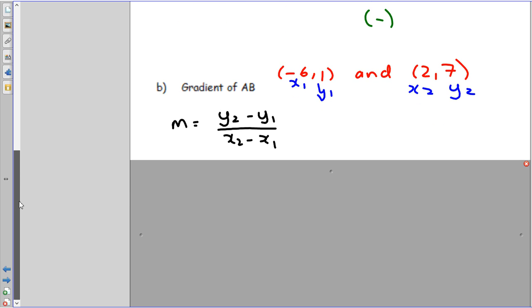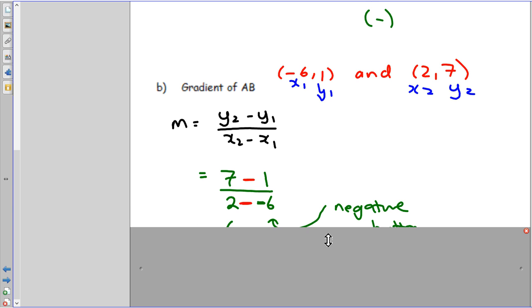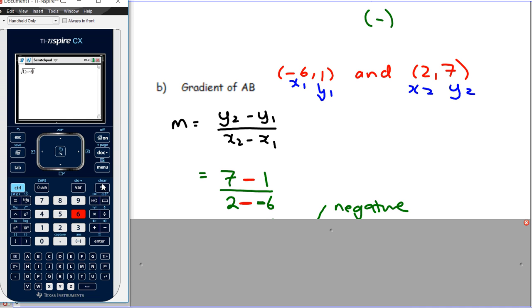So let's substitute in y2 minus y1 on the top, and then x2 minus x1 on the bottom. x2 minus x1. Again, negative button. You can put it straight into the calculator like this if you like. Let's just clear this one. Control clear. So remember, you've got a nice fraction button.